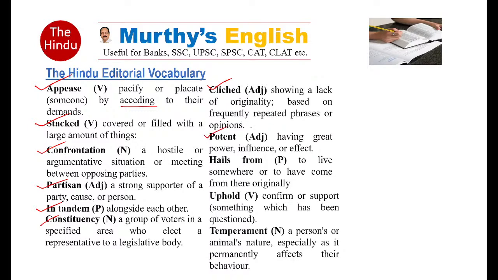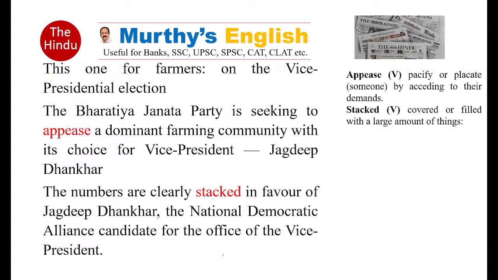Potent, an important word, adjective, having great power, influence, or effect. Hail has different meanings, but here, hail from, it's a phrase. To live somewhere or to have come from there originally, belong to a particular place. And uphold, confirm or support something which has been questioned. Usually, this goes with, it's a legal term. Temperament, someone's temperament, a person's or animal's nature, especially as it permanently affects their behavior. Only a few words, not too many words, 11 words.